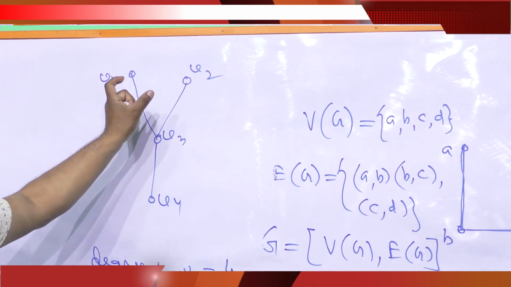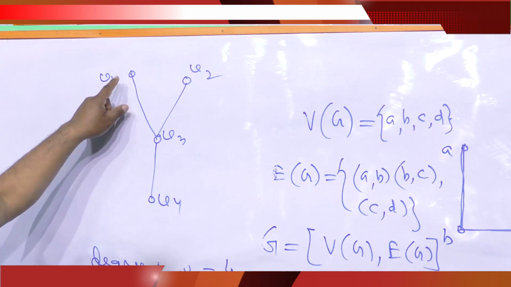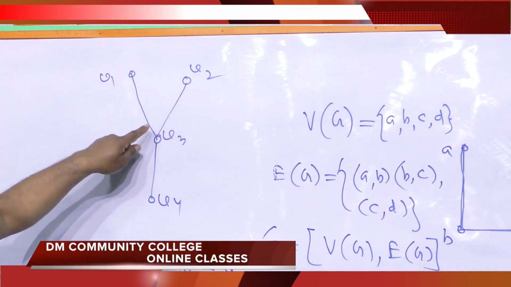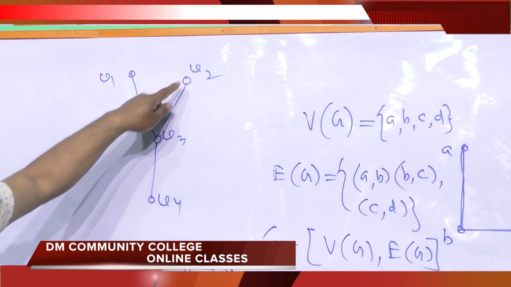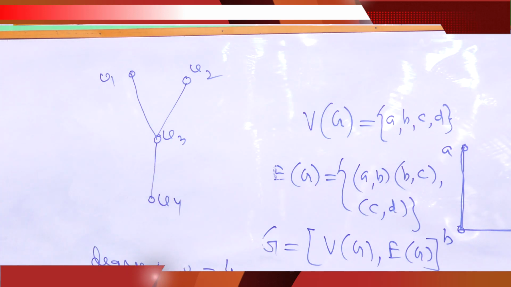So for any pair of vertices, there is a path. From B1 to B2 there is a path, from B1 to B4 also a path, from B2 to B4 there is also a path. So for every pair of vertices, there is a path. So this is called a connected graph.